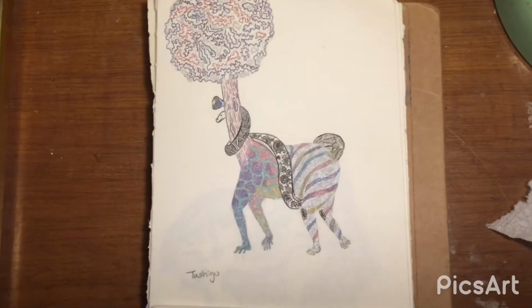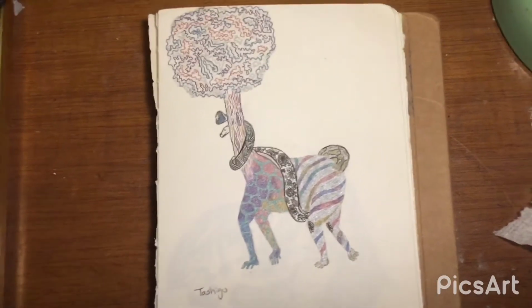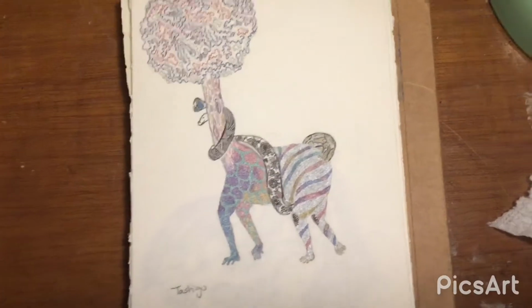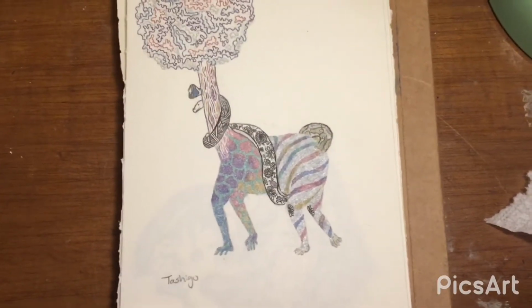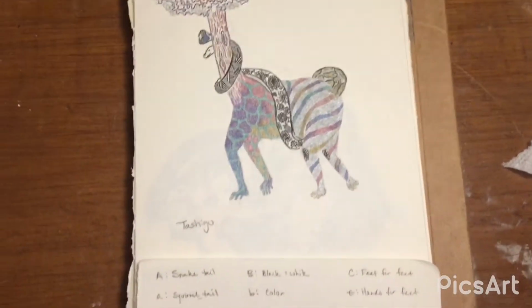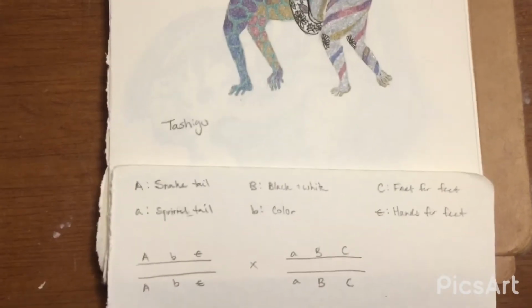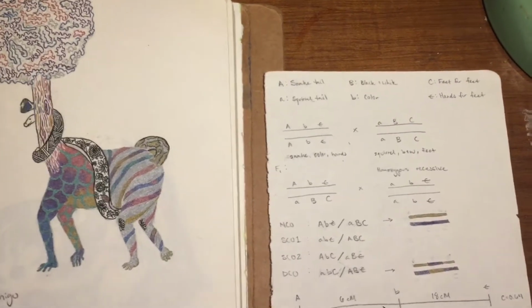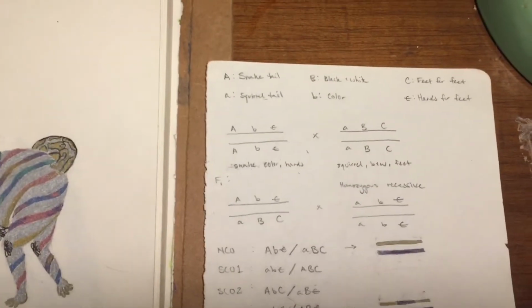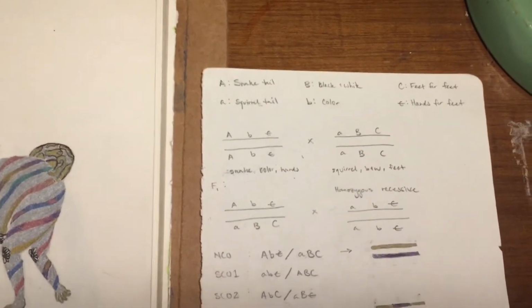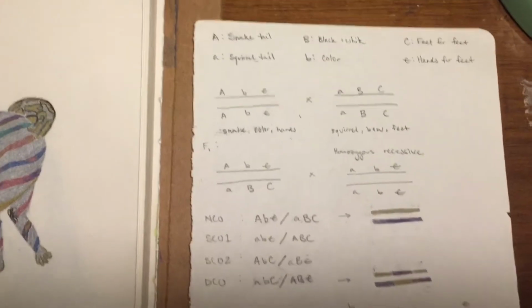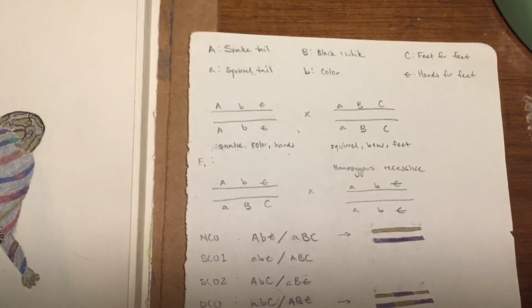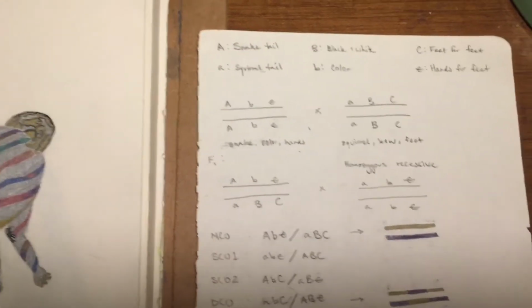So for my organism, we're going to be focusing on my creature called a Tashigo, which has a lot of different traits that we can focus on, but for today we're going to be focusing on tail type, color type, and feet type. So for our parental types, we are going to be looking at a snake tail, color, and hands for feet Tashigo crossed with a squirrel tail, black and white, and feet for feet Tashigo.